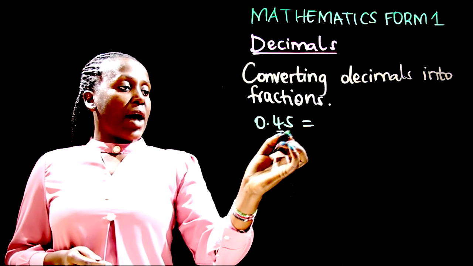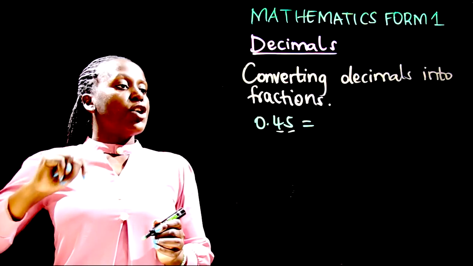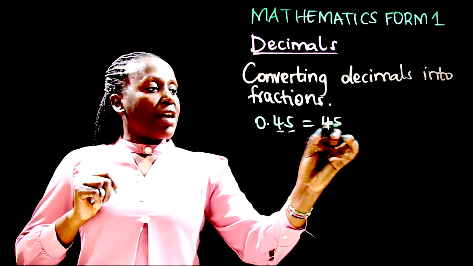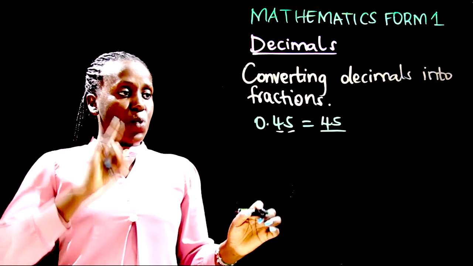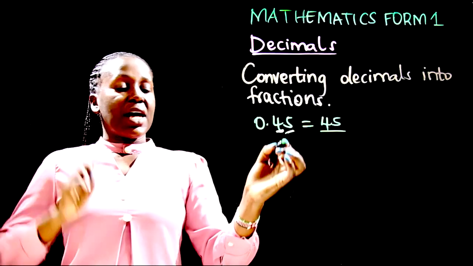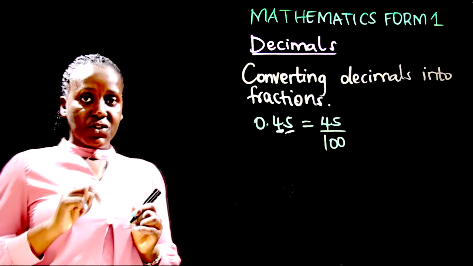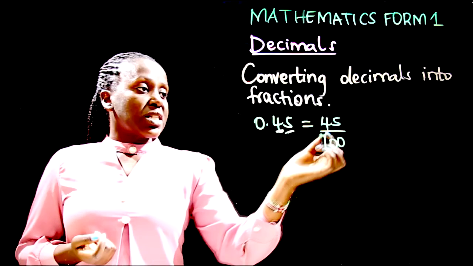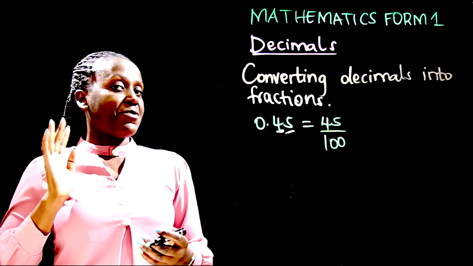So we have 1, 2. So we have 2 decimal places. So this number can be written as 45 divided by a number that begins with 1 and has 2 zeros, because the decimal places are 2. So this will be 45 divided by 100. Then now at this point, you can simplify. For instance, 45 and 100 are both divisible by 5.